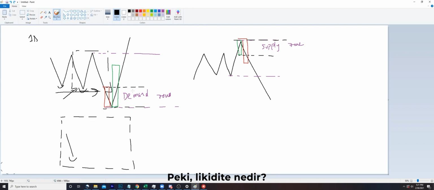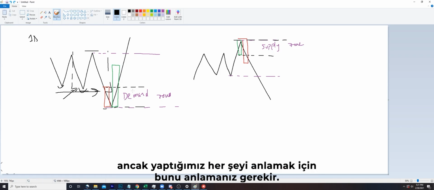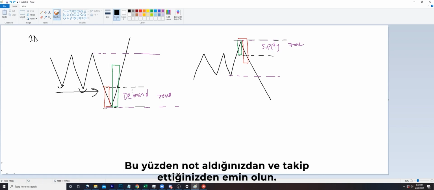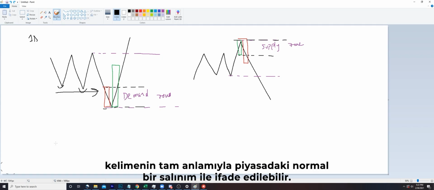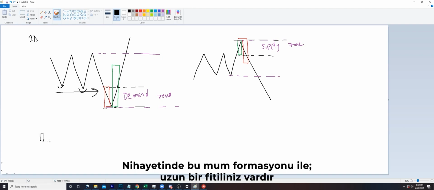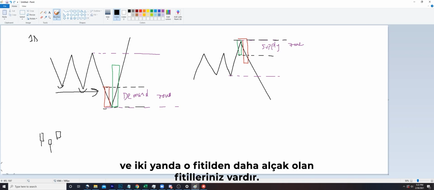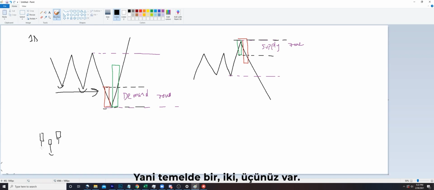Now, what is liquidity? A lot of you probably already understand this, but you need to understand it to understand everything that we do. So make sure you take notes and you follow along. A swing high or a swing low can be denoted by literally a normal swing in the market. That can be denoted by ultimately this candle formation where you have a long wick and you have wicks on the two sides which are lower than that wick. So you have basically a 1, 2, 3, and these are lower, and that basically denotes a swing.